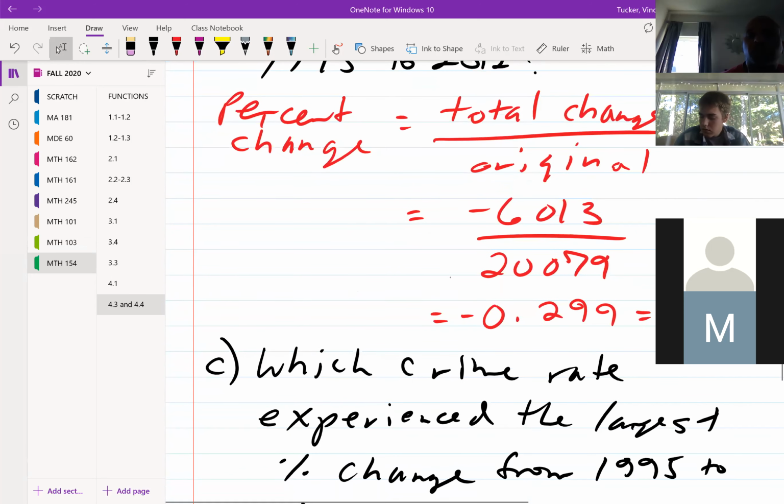So I don't even remember if I talked through the last one. Anyway, percent change is the total change over the original. Take that total change that we had, negative 6,013, place it over 20,079. Divide that out, should get a decimal of negative 0.299. Then convert it to a percentage by moving the decimal 2 places to the right, or in other words, multiplying by 100, and that will give us that answer right there.